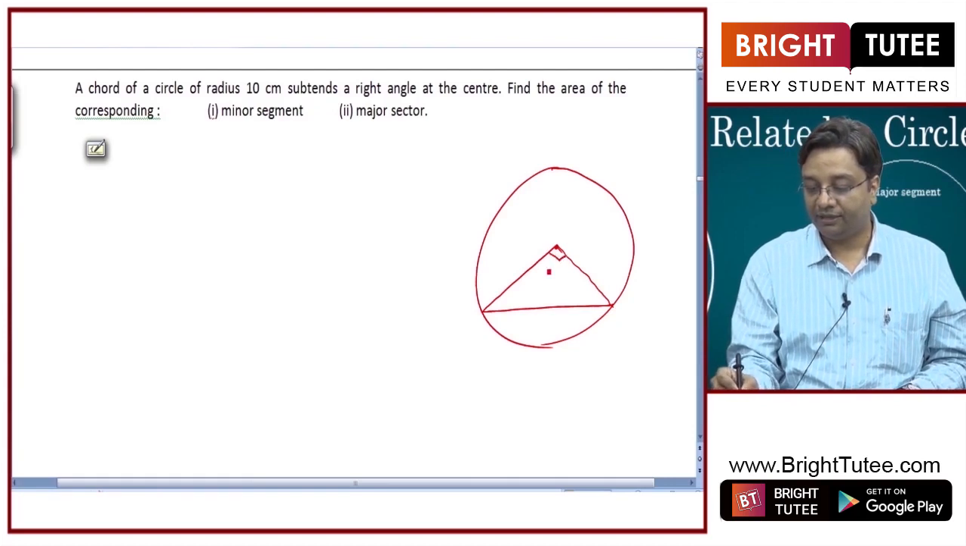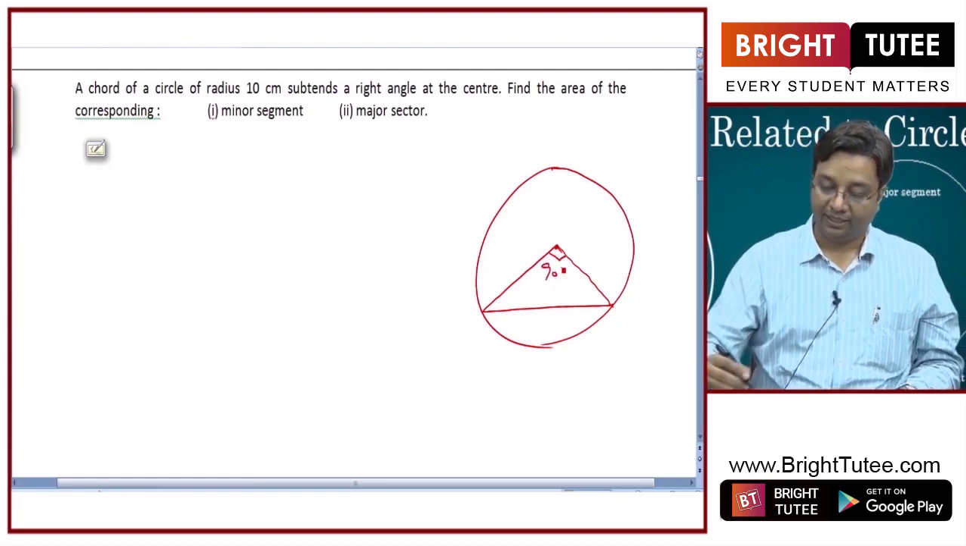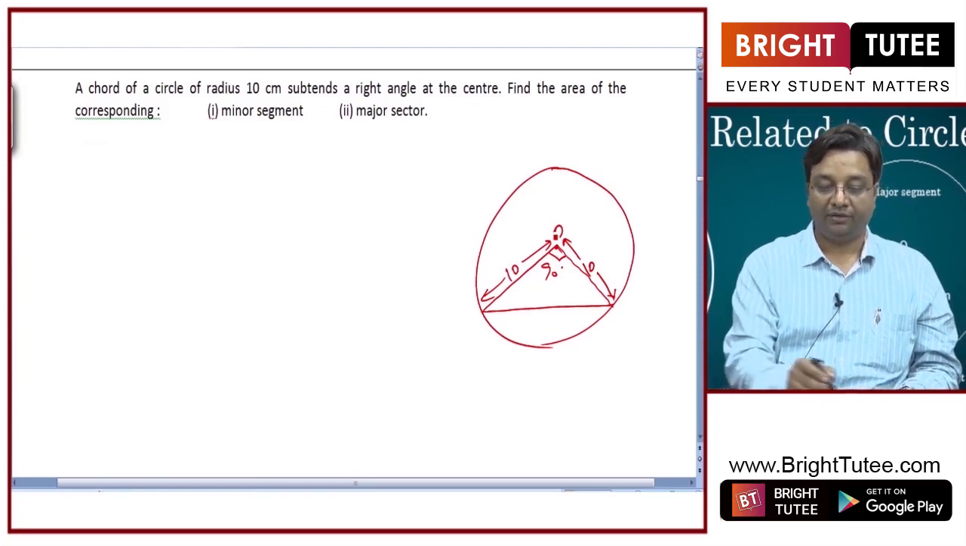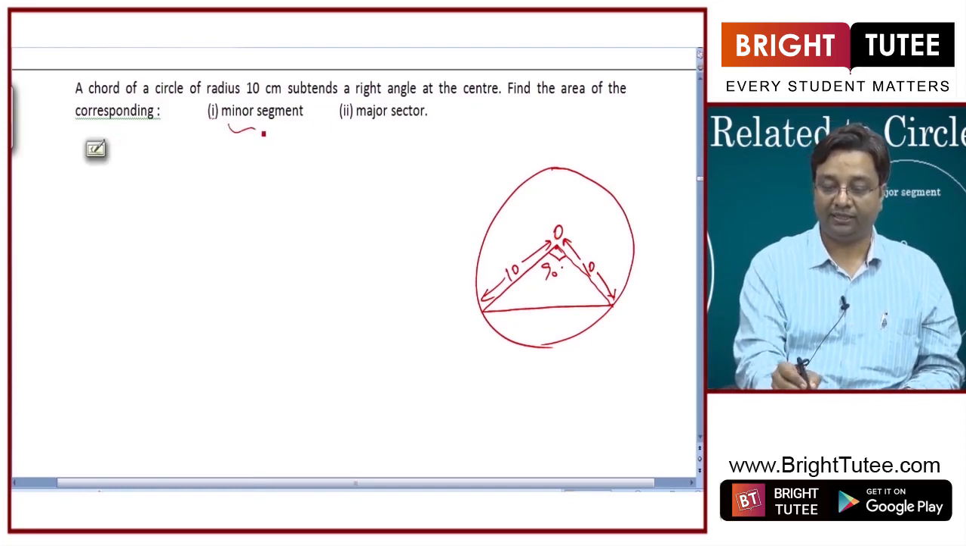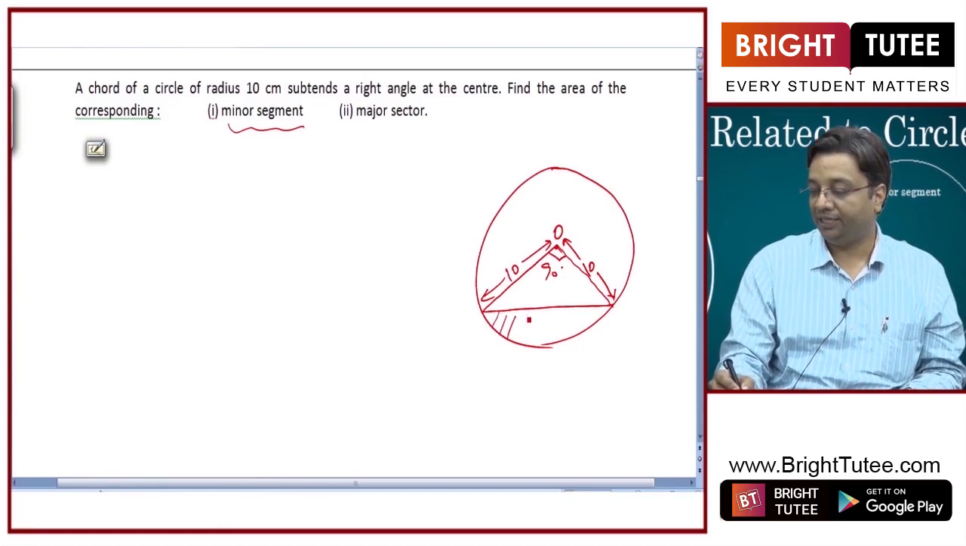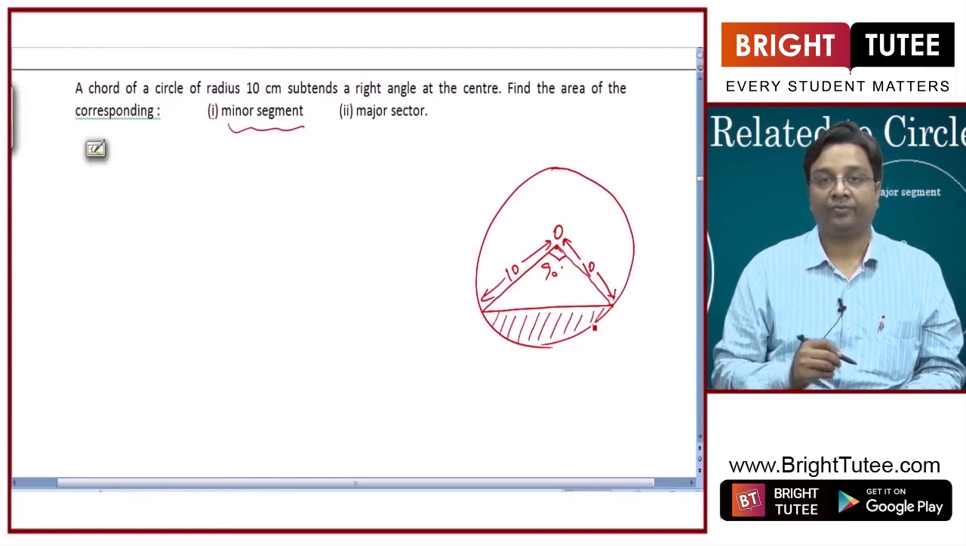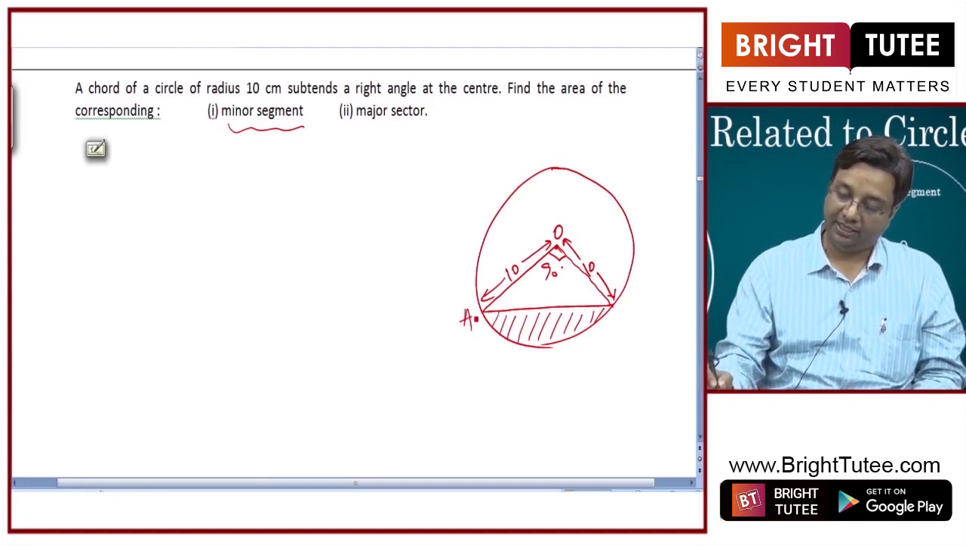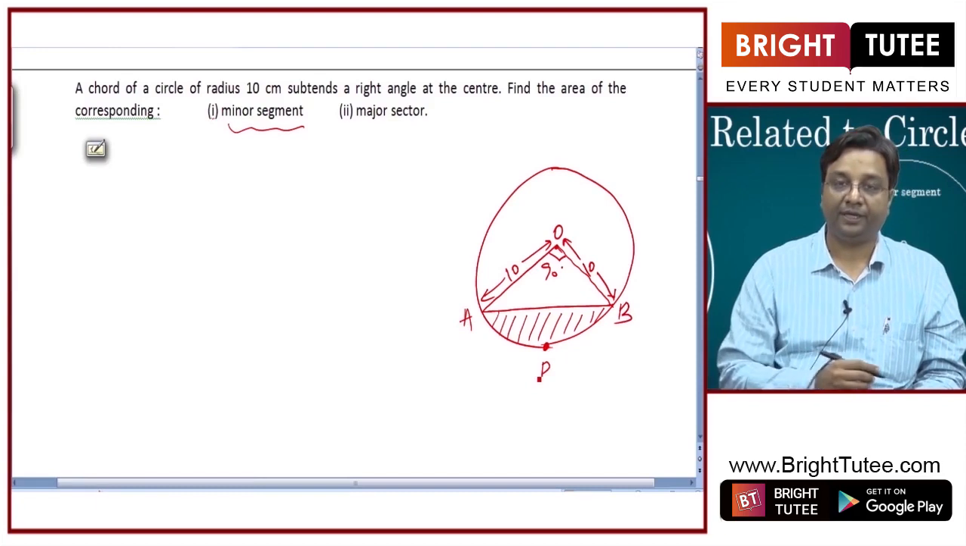So this angle here is 90 degrees, right? And the radius is 10 centimeter. So this is 10 centimeter, this is 10 centimeter. This is the center of the circle. We need to find the area of minor segment. So we are talking about this area here, right? To calculate this area, let us name these points A, B, and let us name this as P, okay?